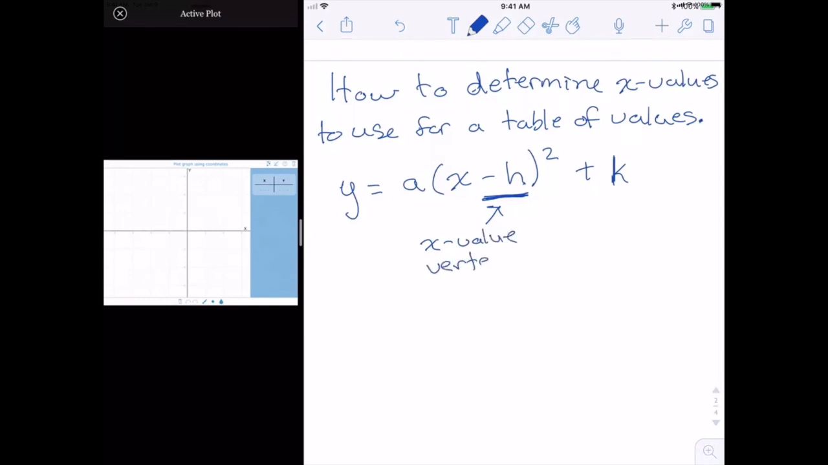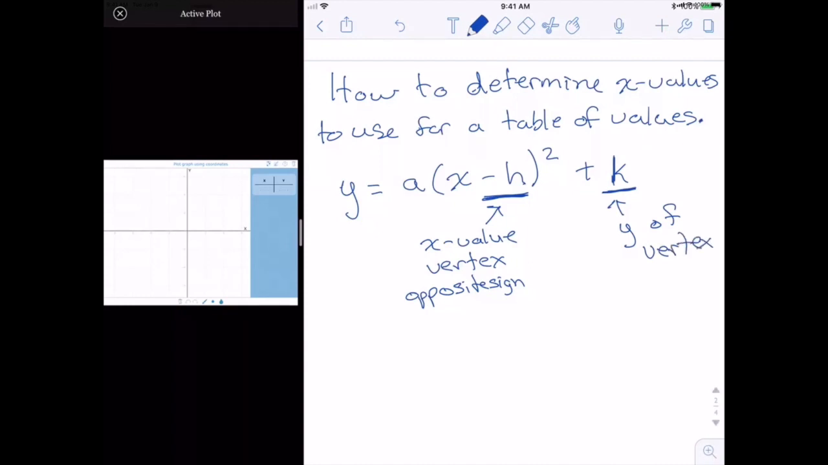And the interesting part that you have to remember is that you use the opposite sign. So if, for example, I had x minus 2, then I would use 2 for my vertex. And then the k value, outside of the brackets, is the y value of the vertex.